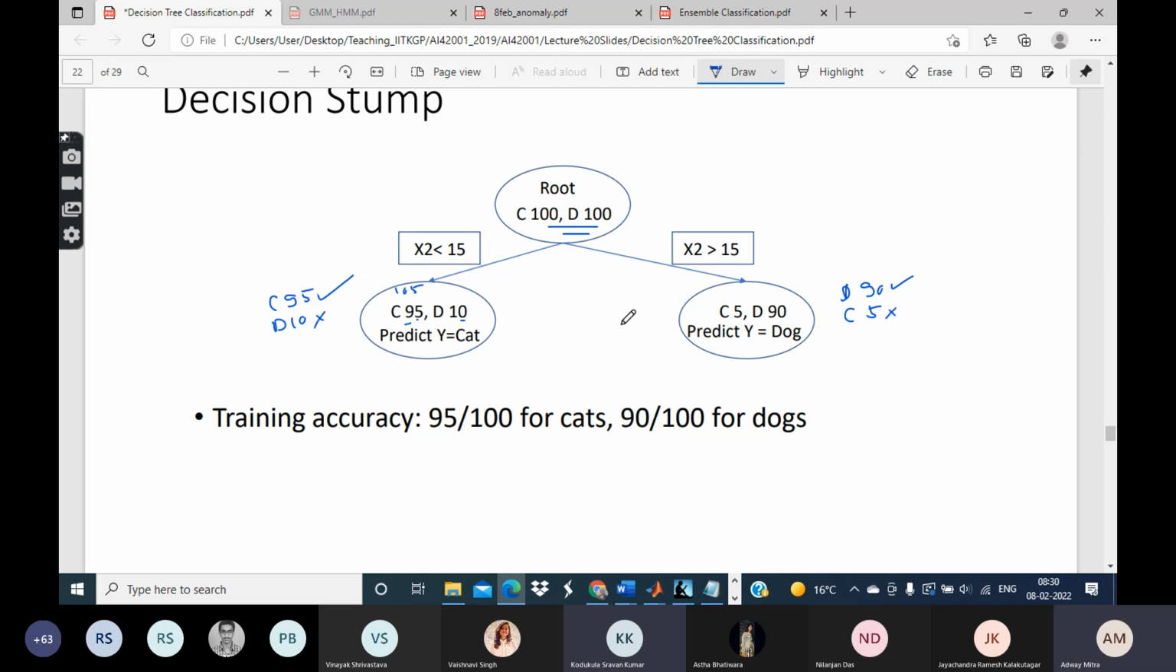So if you now consider your performance overall, for the cat class there were 100 cats, 95 of them you have correctly classified and 5 of them you have wrongly classified. So for the cat class, your accuracy is 95 by 100. For the dog class, there are 100 dogs, out of which 10 you have misclassified, considering them to be cats, but the remaining 90 you have considered to be dogs. So 90 out of 100 dogs are correctly classified. And overall, out of 200 examples, 185 have been correctly classified. So this 92.5% is the accuracy of this decision stump, which is a reasonably good accuracy.